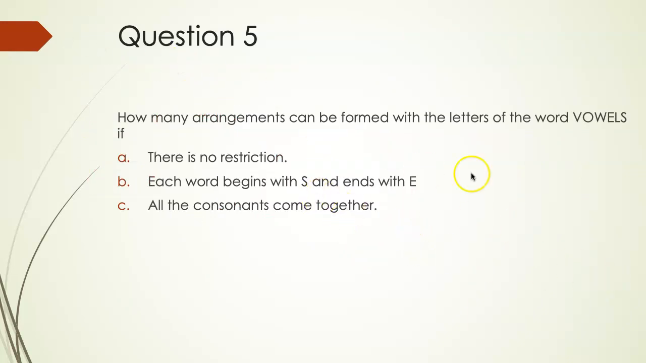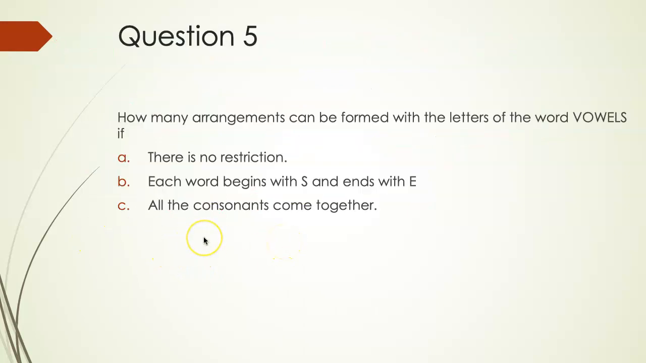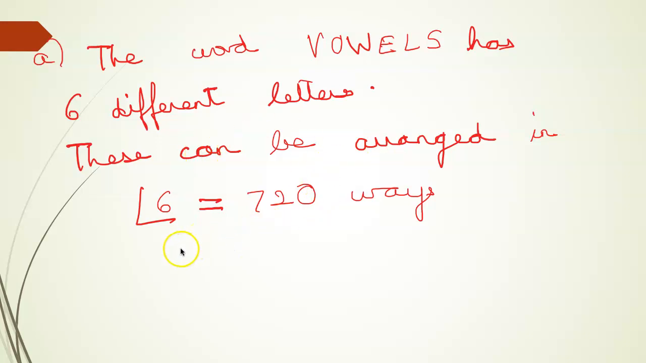Question 5. How many arrangements can be formed with the letters of the word VOWELS? If there is no restriction, each word begins with S and ends with E, and all the consonants come together. Now, can you note from here that no letter is repeated? So all letters are distinct. So the word VOWELS has 6 different letters. They are all distinct. And how many ways can they be arranged in? 6 factorial, which is 720 ways. So when there is no restriction, the 6 letters can be arranged in 6 factorial ways.